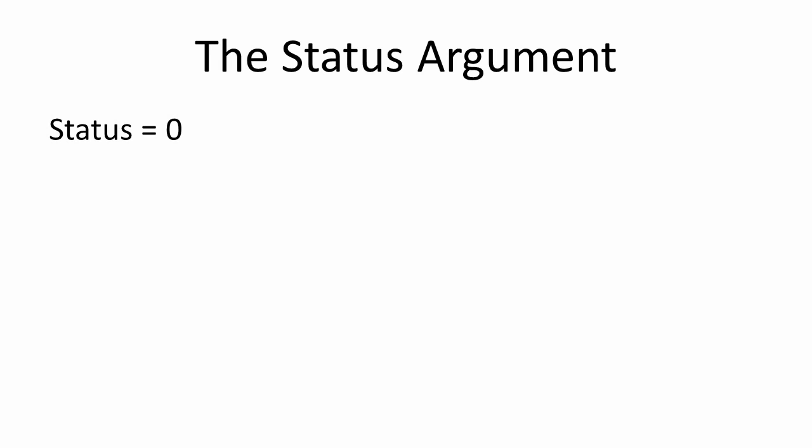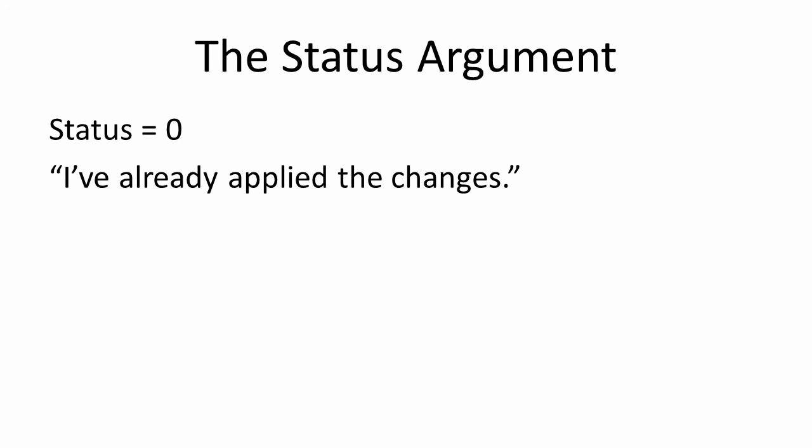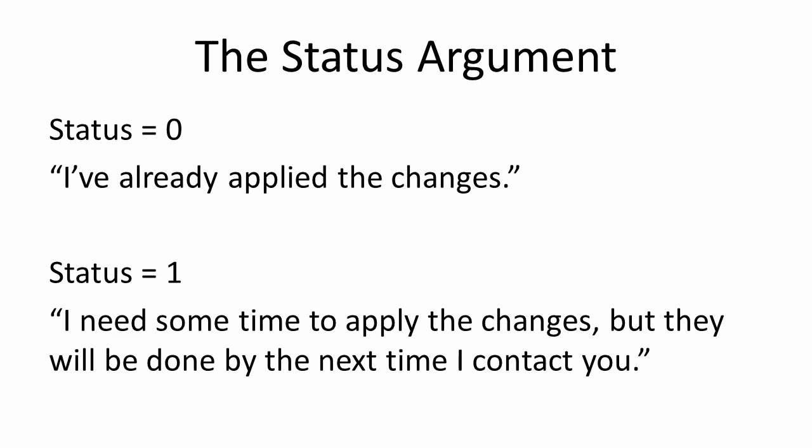If Status is set to 0, it means that the parameter changes were confirmed and already applied. The ACS can expect that the CPE is in the new state. If the Status is set to 1, it means that the CPE must take some steps to apply the changes, usually a reboot. If this is the case, the CPE must make the changes before the next time it contacts the ACS, so that the ACS can assume the CPE is in the new state by the time the next session begins.